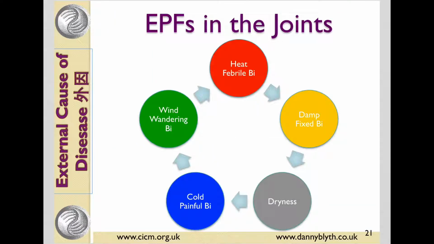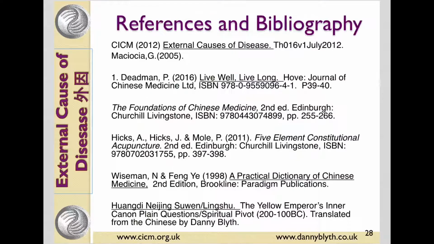When these pathogens affect the joints, we get different types of bi syndrome. So heat gives us febrile bi, damp gives us fixed bi, cold gives us painful bi, and wind gives us wandering bi. So this is a very brief introduction to the external causes of disease.